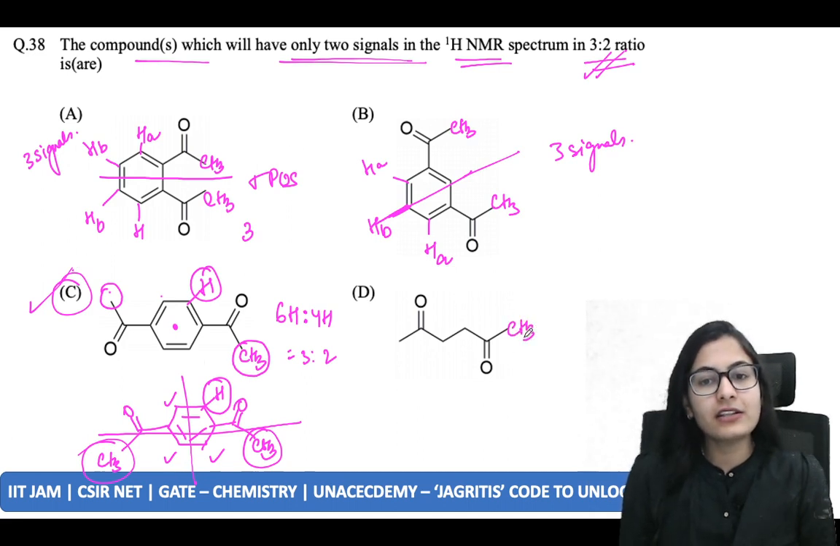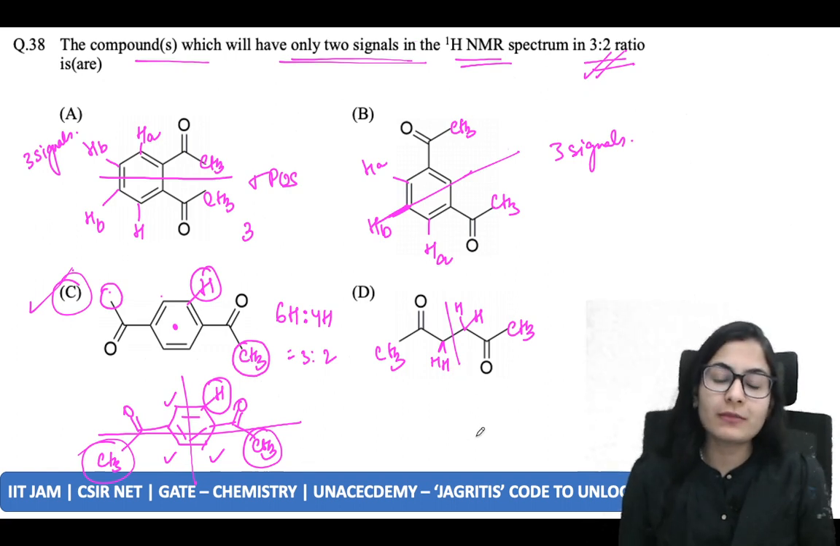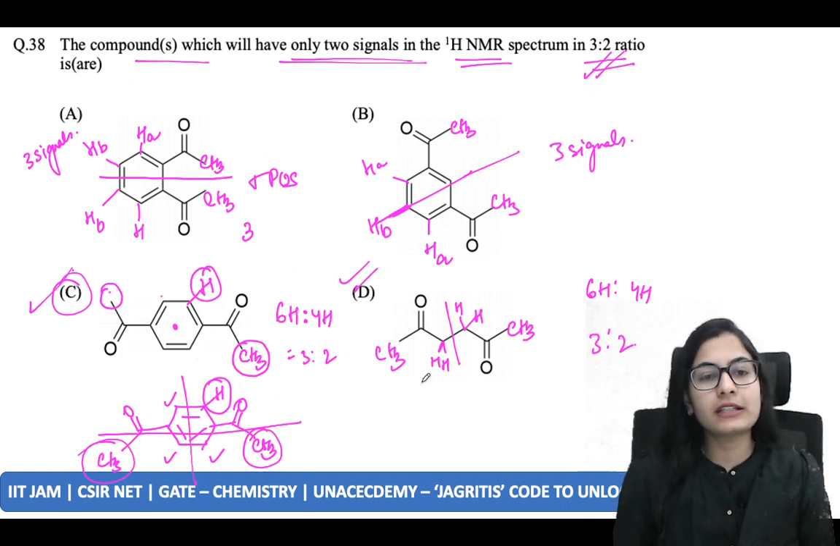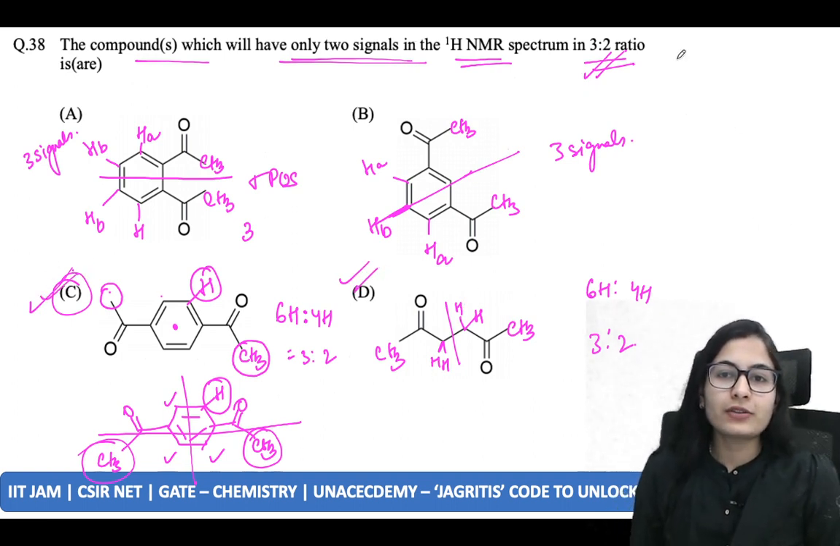Similarly, here we have 3 protons on the methyls, and this is your CH2 from the methylene group. So here also you have a sigma plane over here, and once again you are having 6 hydrogens from the methyl and 4 hydrogens from the methylene in the ratio 3:2. Only 2 signals, so C and D are your correct answer. So this is also an MSQ based on spectroscopy.